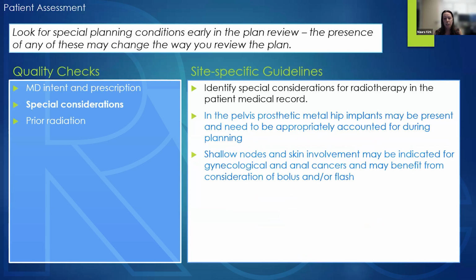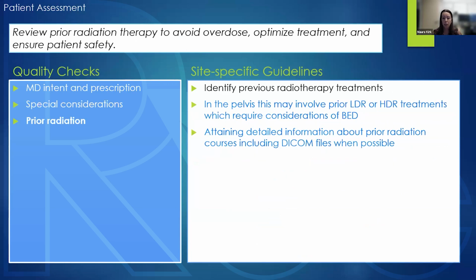The special considerations that are common in the pelvis: we're looking at prosthetic metal hip implants that we need to appropriately account for during planning. And there may be some shallow nodal involvement, which may benefit from special consideration of bolus or flash. For prior radiation in the pelvis, this may include LDR or previous HDR treatments where you have to think about biological equivalent doses. And for any previous radiation, you want to attain the most detailed information possible to try to make a plan sum and make educated decisions about the cumulative dose for the patient.